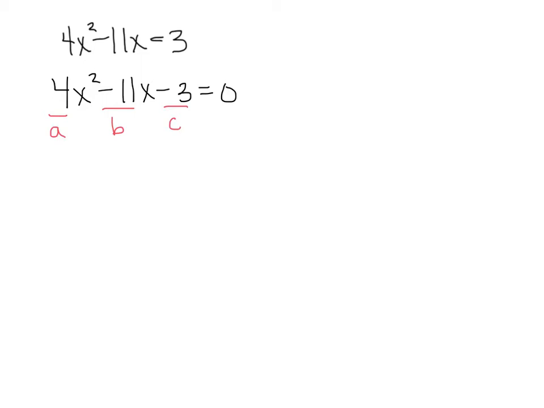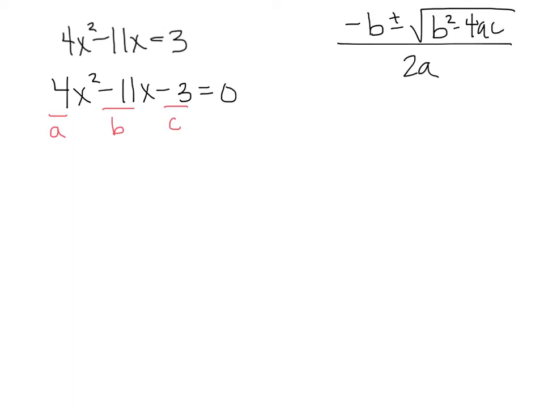Now what we're going to do is plug it into our formula. So I'm going to write my formula up here so you guys can see it while we work out this problem. Keeping in mind that b squared minus 4ac is going to be my discriminant, okay?